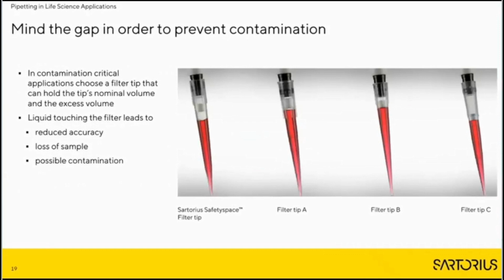One important thing to notice when using reverse pipetting is that your pipette tip has to fit the total volume plus this excess volume. This is extremely important to keep in mind when you are using filter tips, because you do not want the liquid to touch the filter inside the tip, as this leads to reduced accuracy, loss of sample, and also possible contamination.